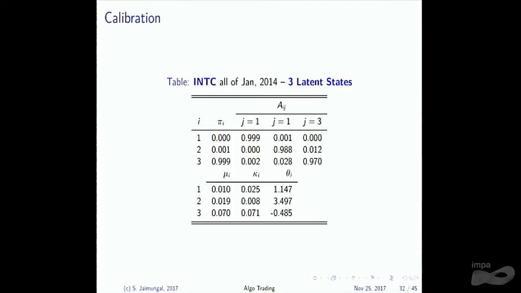If you do 3 states, you see even more refinement in here. So this is the least active regime, and you mean revert to something that's positive. This is the next most active regime, and you pretty much don't mean revert in this regime at all. This is pretty much Brownian motion. And in the third regime, the most active regime, you do mean revert fairly strongly, but again, to a negative level.